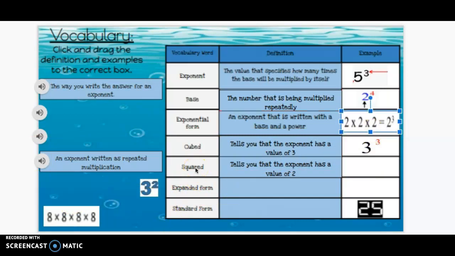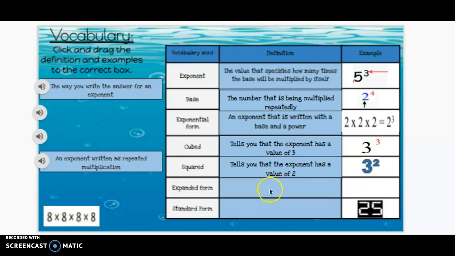Now we have squared, which tells you that the exponent has a value of 2. So we're looking for that little number that's a 2. In our examples, it would be 3 squared. We can say 3 to the second power, or you can say 3 squared. Either one of those is correct.